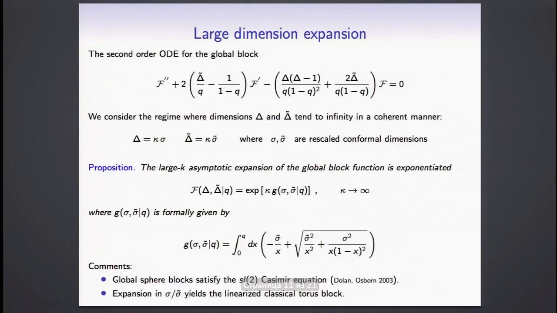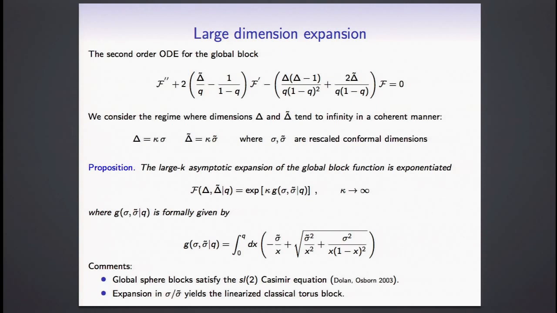Now, the most important thing about the global block is that it satisfies the second order differential equation given here, and we would like to consider the regime where conformal dimensions tend to infinity in a coherent manner, meaning that we introduce some large parameter kappa, and sigma and sigma tilde are just rescaled conformal dimensions. So from the general theory of differential equations, we know that in this case the solution exponentiates like this, where function g is given formally by this integral.